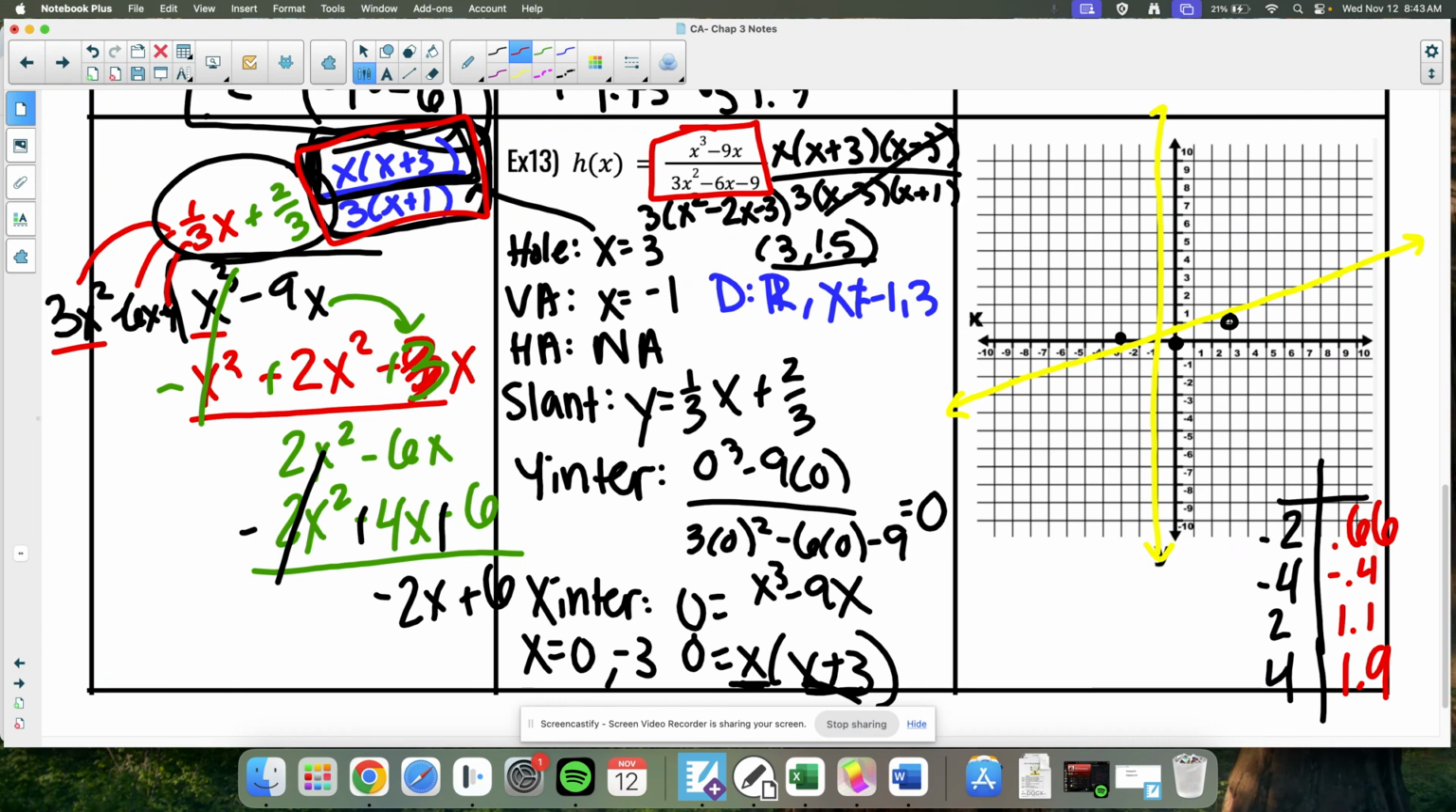Negative 2 is above, negative 4 is below, which matches our asymptotes. Positive 2, 1.1, so that's just going to be barely below. 4 is 1.9. And then once you hit that hole, make sure you don't go through it. Make sure the hole is visible to say this value does not exist.